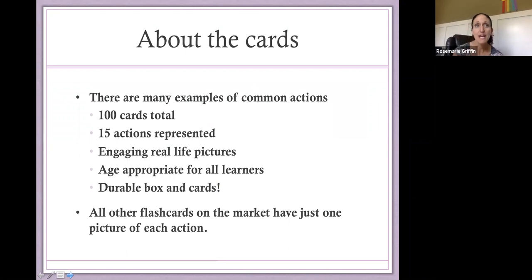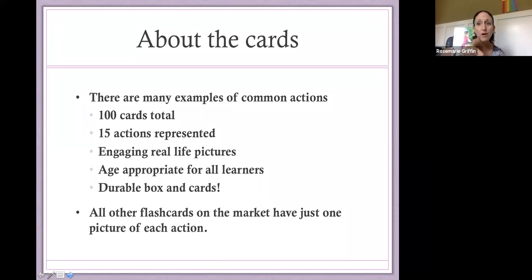And so there's lots of different examples of common actions. There's 100 total cards in the box. This is what the box looks like. It's green, if you guys have it. There's 15 actions represented. And so I chose actions that are commonly occurring and that are functional for students. Washing, eating, playing, blowing, riding, things that students are going to encounter in their environment, because we want to make sure that it's functional.